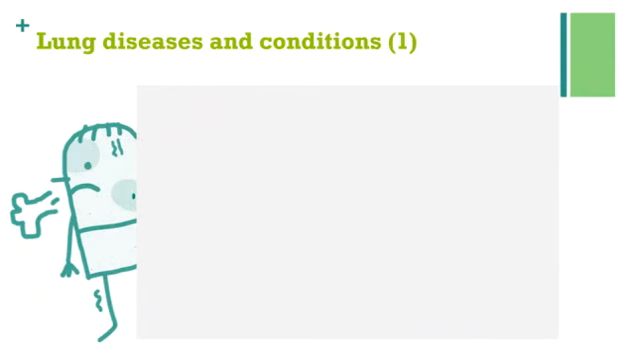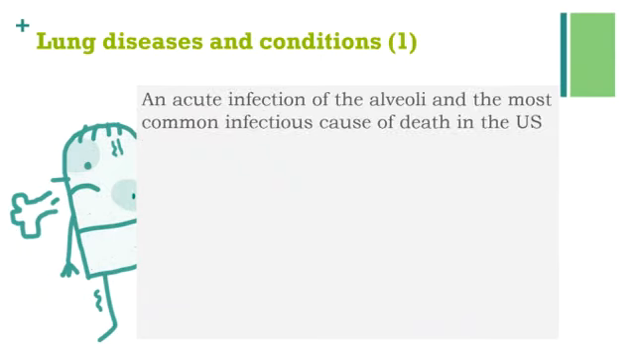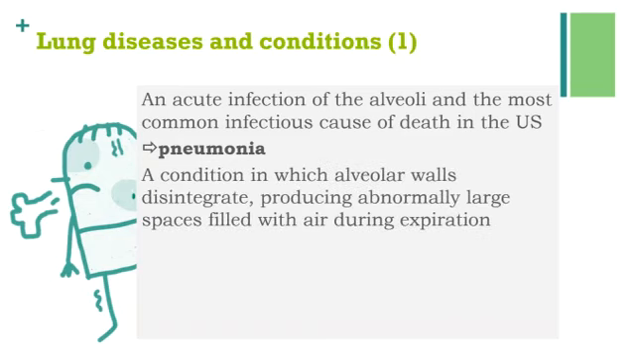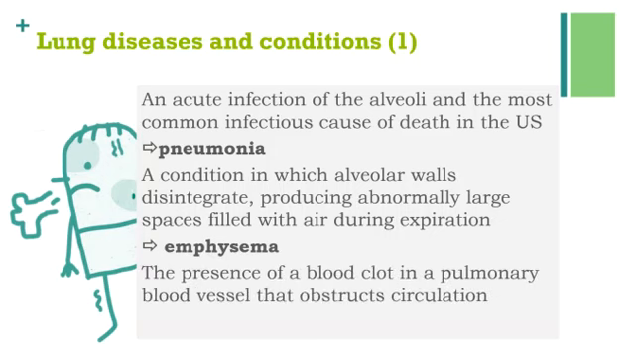An acute infection of the alveoli and the most common infectious cause of death in the US is pneumonia. A condition in which alveolar walls disintegrate, producing abnormally large spaces filled with air during expiration, is emphysema. The presence of a blood clot in a pulmonary blood vessel that obstructs circulation is called pulmonary embolism.